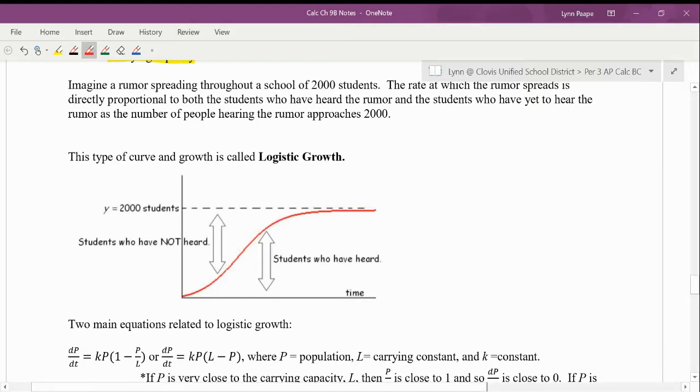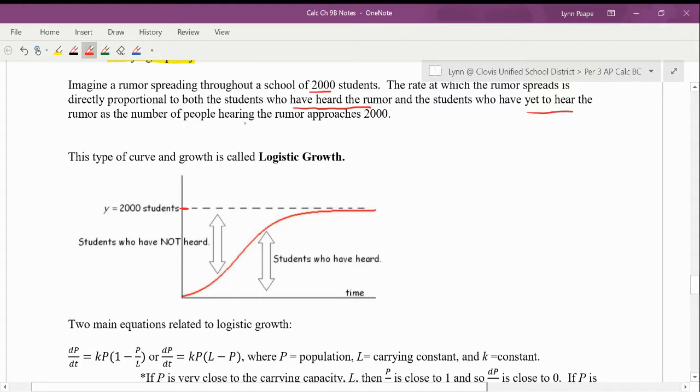Let's look at this example to explain that. Let's say we have a rumor that is spreading through a school of 2,000 students. That means the rumor cannot reach more than 2,000 students, right? That is our carrying capacity. That is our maximum amount of students that will hear that rumor at our school site. And so the rate at which the rumor spreads is directly proportional to the students who have heard the rumor and to the students who have yet to hear the rumor.